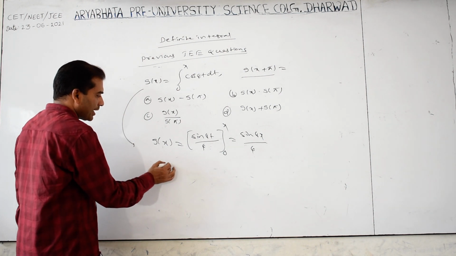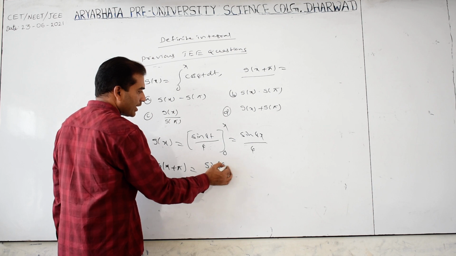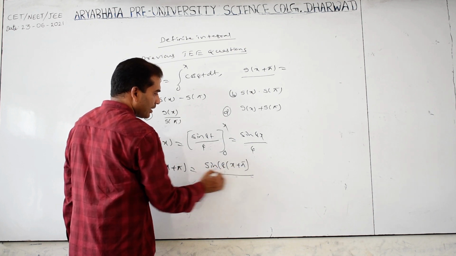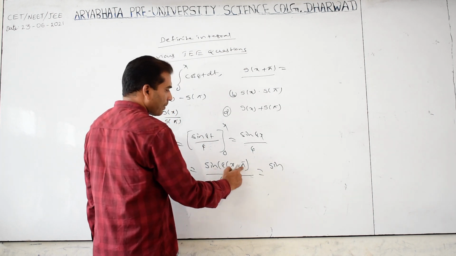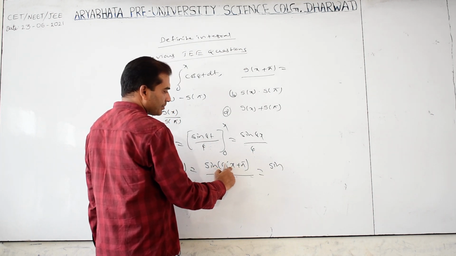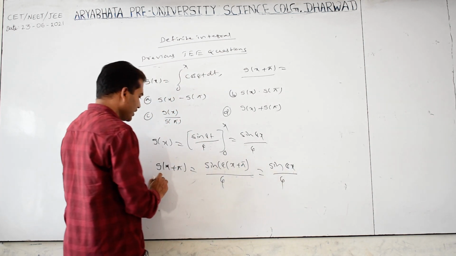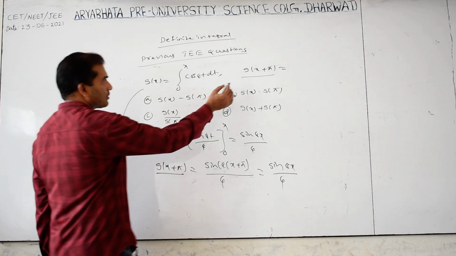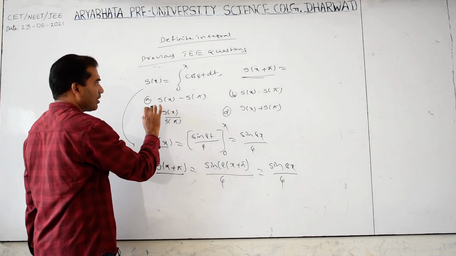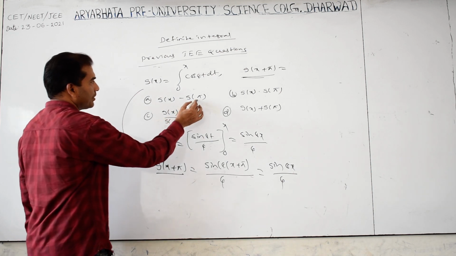g of x plus pi: in place of x write x plus pi, so 4 into x plus pi by 4, sin of 4 pi plus theta is sin theta, so sin 4x by 4, means the same, we got it. g of x plus pi and g of x are both the same, but g of x plus pi equal to g of x is not an option. Then what to do? The options are in the form of pi.